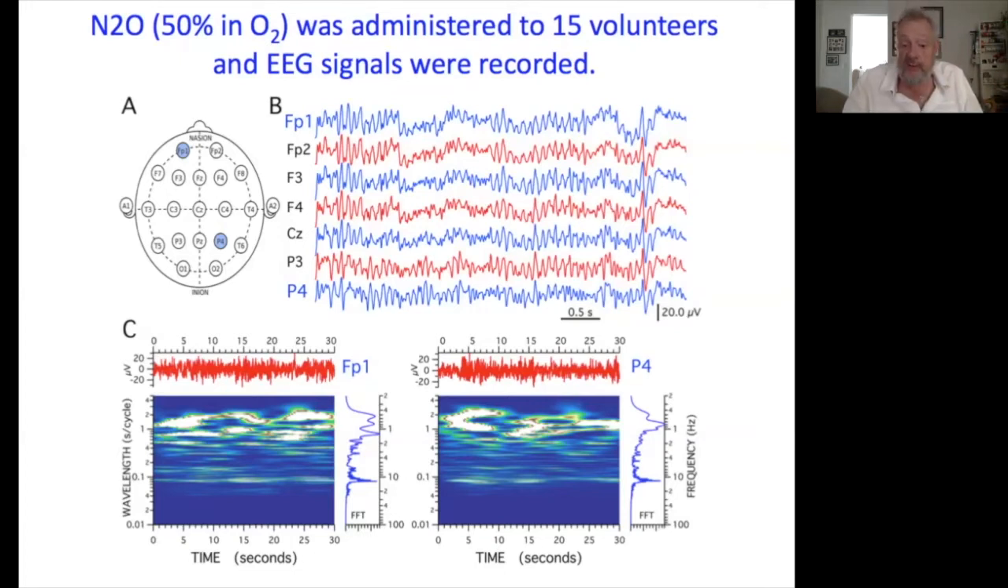The frequency content is nearly identical across the frontal electrode compared to the parietal electrode. There's a lot of slow wave activity and this interesting alpha beta frequency rhythm between 10 and 15 hertz that comes and goes, waxes and wanes throughout the exposure period. And it's seen again both in frontal and parietal cortex.